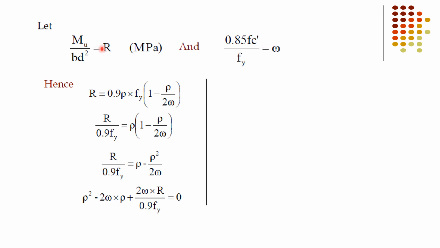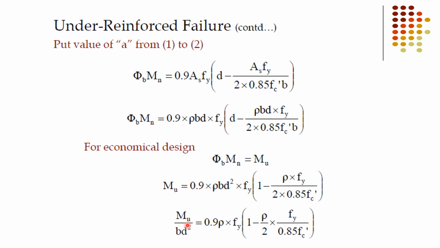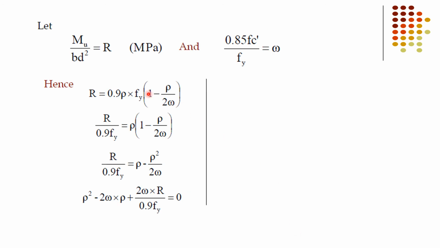Now for simplification, let us take Mu over bd square equal to R and 0.85 fc prime over Fy equal to omega. Then Mu over bd square will become R, and 0.85 fc prime over Fy will become 1 over omega, because this is downward. So this is a new equation.